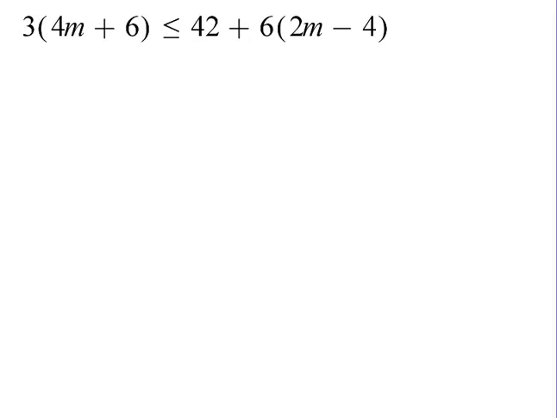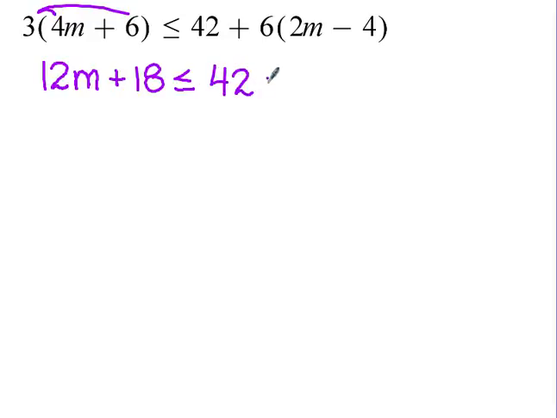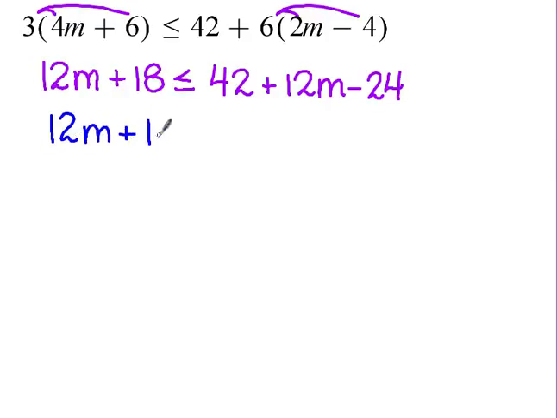So what's the first thing you do? Distribute. So when I distribute, I get 12n plus 18, okay, is less than or equal to 42 plus, very good. So let's do what with the right side? Yep. Let's go ahead and combine like terms.